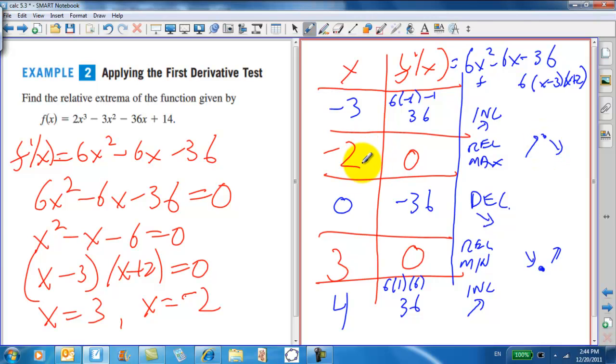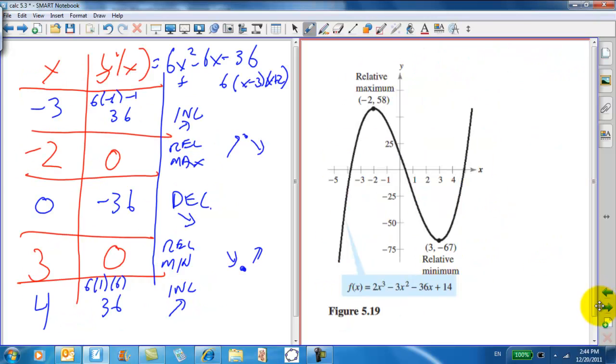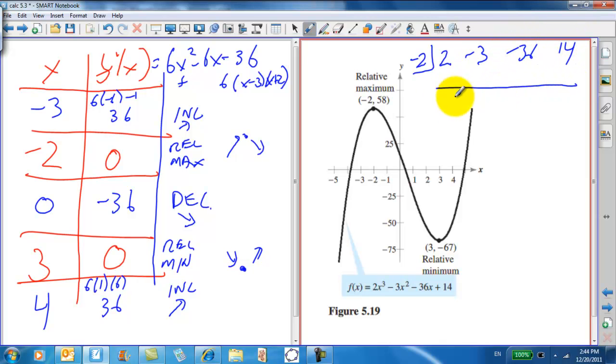So at negative 2, we can put that into the original function to find out what our value is. We can also check this 58 here. How'd they get the 58? They put negative 2 into the original function, and we can do that synthetically. 2, negative 3, negative 36, 14. 2, negative 4, negative 7, 14, negative 12, 24, and there's your 58, and I lost something here because that's a 22, 44, 58. So that's where they got the 58. So there's the relative maximum occurring at negative 2 comma 58.